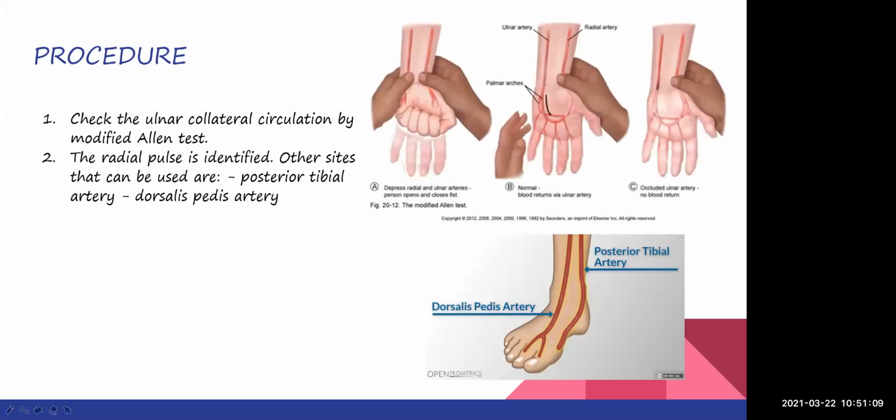So first we must check for the ulnar collateral circulation by modified Allen test. So we carry out the modified Allen test, and after we have made sure that the circulation is suitable for cannulation, and we have also identified the appropriate pulse. Or if we find that the radial pulse is not suitable, we can also aim for other sites such as posterior tibial artery or dorsalis pedis artery.